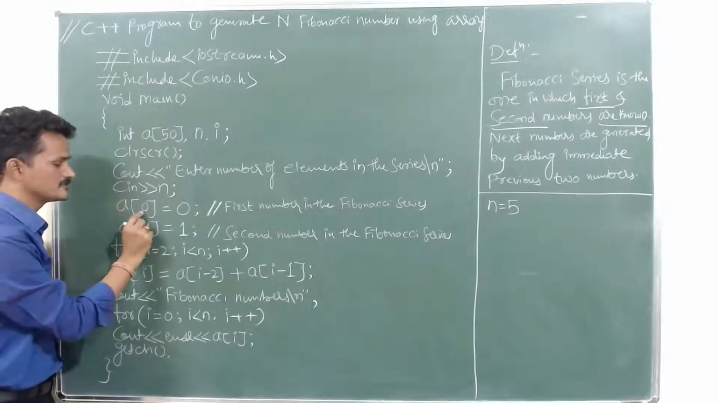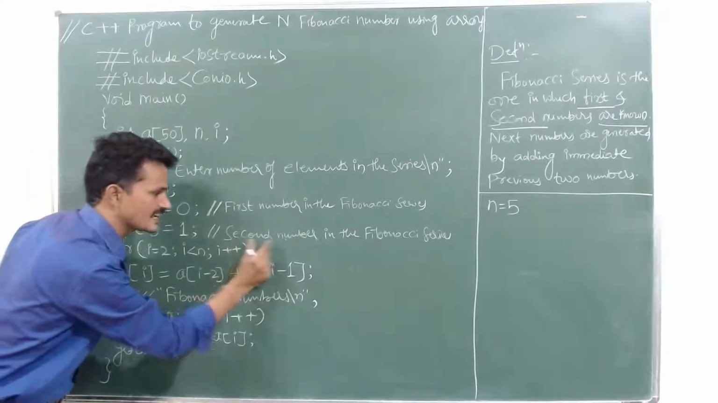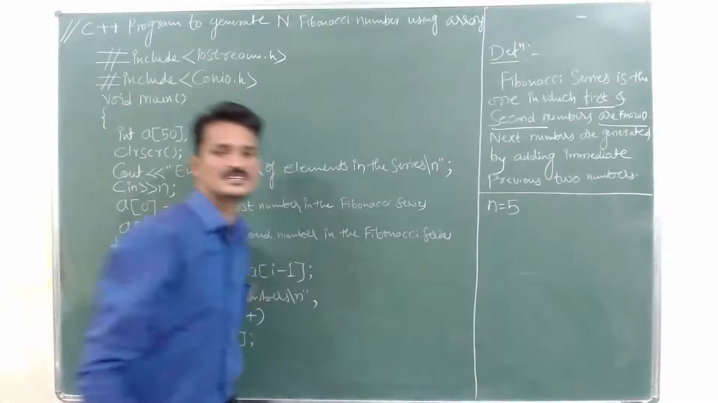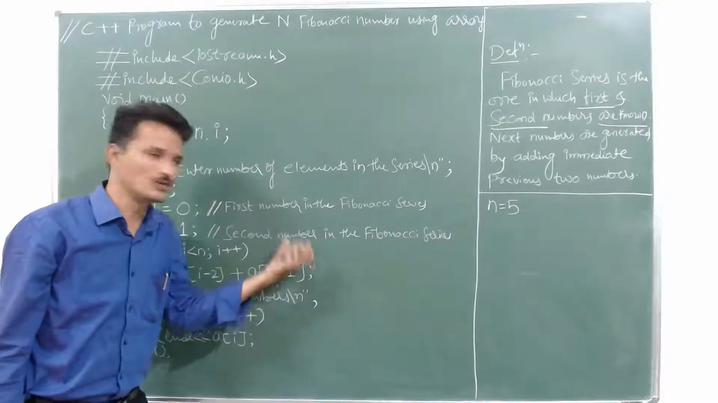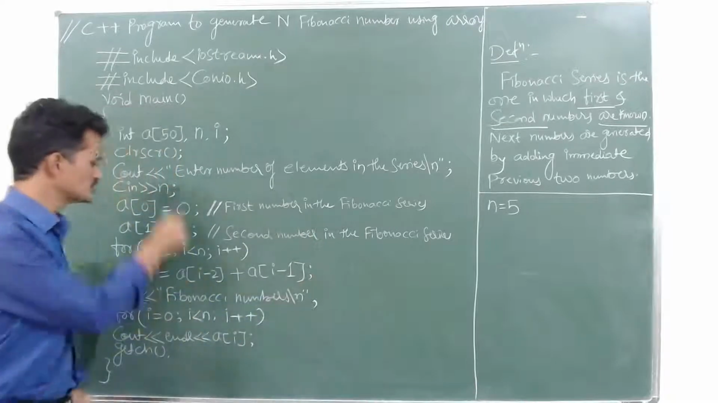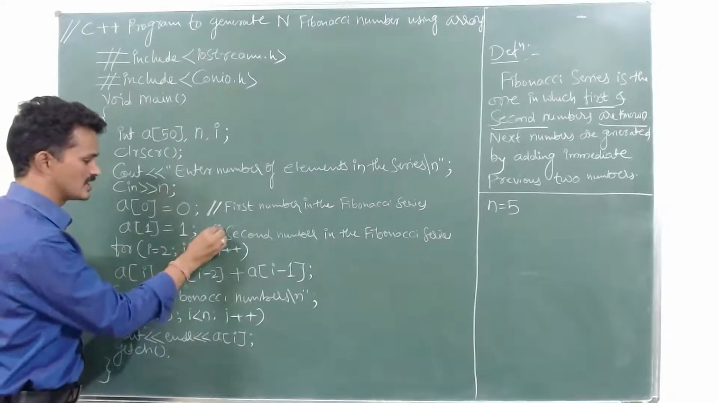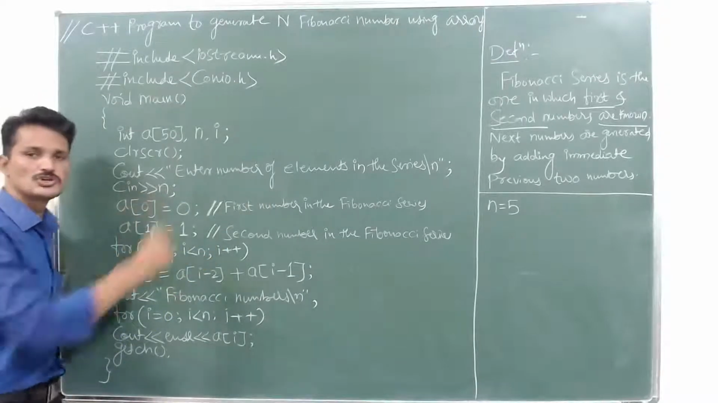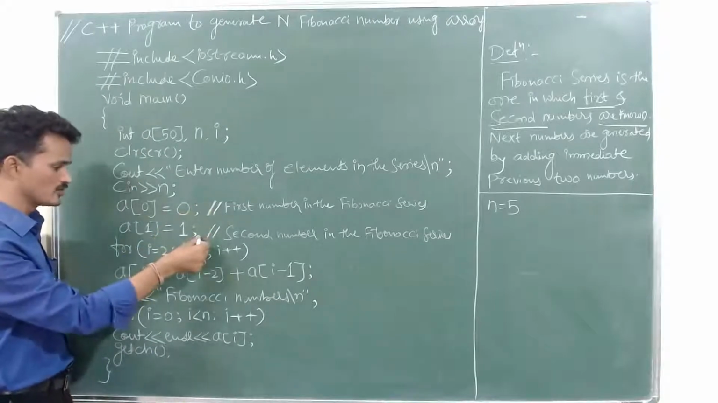Okay. A of 0 is equal to 0 and A of 1 is equal to 1. Look here. Second number in the Fibonacci series. I wrote these two statements for your understanding purpose. No need of writing in the examination. Just you need to write the instructions. This is nothing but a comment line. Single line comment. And there is a semicolon there.